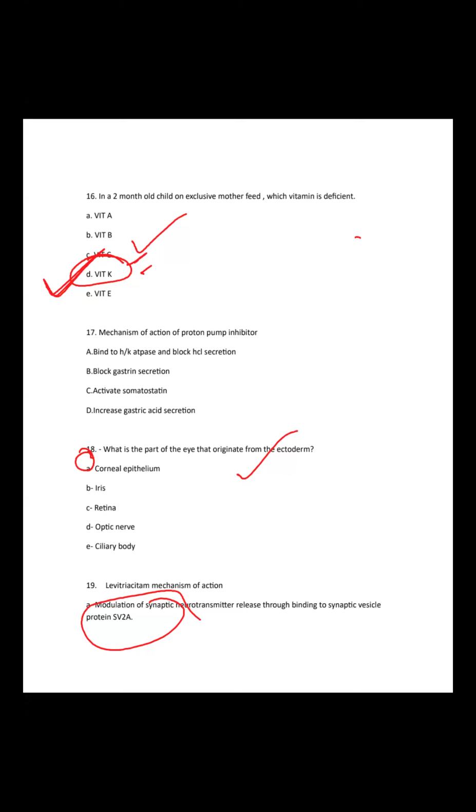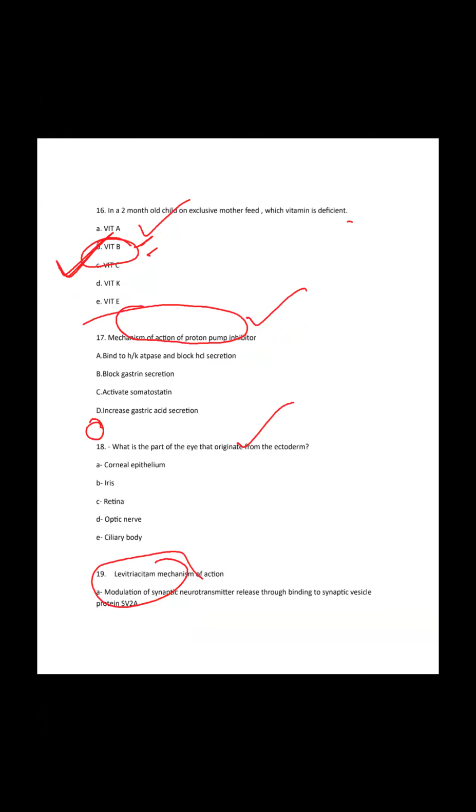Okay. The action of proton pump inhibitors is to bind to the hydrogen potassium ATPase and block HCl secretion. Part of the eye that originates from the ectoderm. That originates from your ectoderm. It's the iris, the corneal epithelium, I think, which arise from the ectoderm.